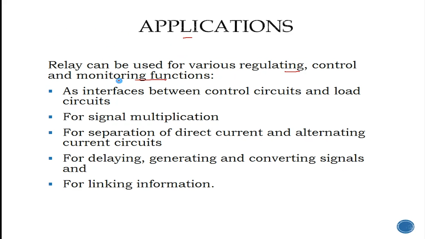Relay can interface between the control circuits and load circuit, and relays can be used for signal multiplication, and relays can be used to separate the direct current and alternating current circuits, means DC to AC circuit. Relays can be used to produce delaying and generating and converting the signals, and relays can be used for linking the information.